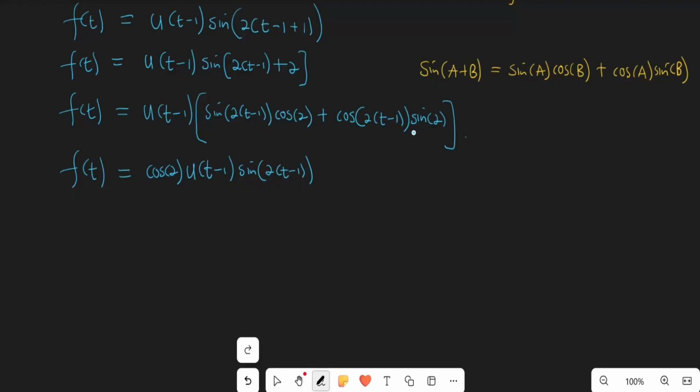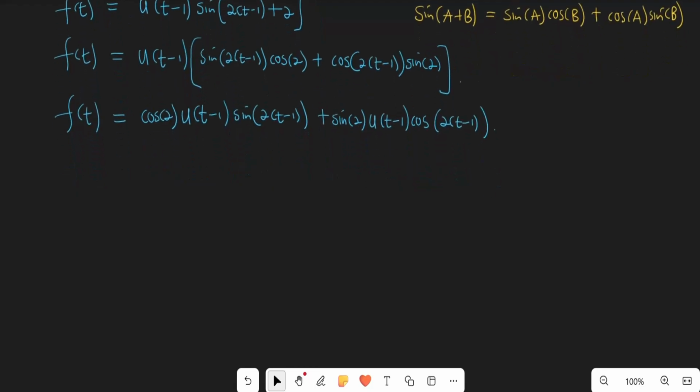Cool. Now this sine of 2 is also a constant. I'm going to bring it in front here, and then I'm going to have u(t minus 1) multiplied by cosine of 2 multiplied by t minus 1, like this. I think we are safe now. We can take the Laplace transform of this.